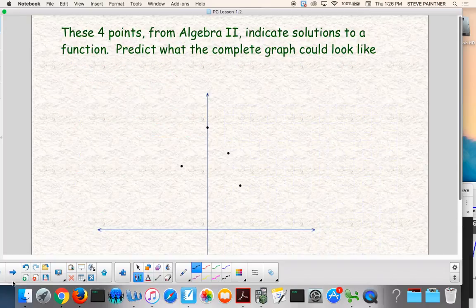Let's keep moving. These 4 points that I gave you in this slide from Algebra 2 indicate solutions to a function. So this is a solution, this is a solution, solution, solution. Solutions are on the graph. Now, predict. Predict, that means you might be right and you might be wrong. Predict what the complete graph could look like. Draw a picture. I don't think it's a line. Don't draw a line because it's not going to work.